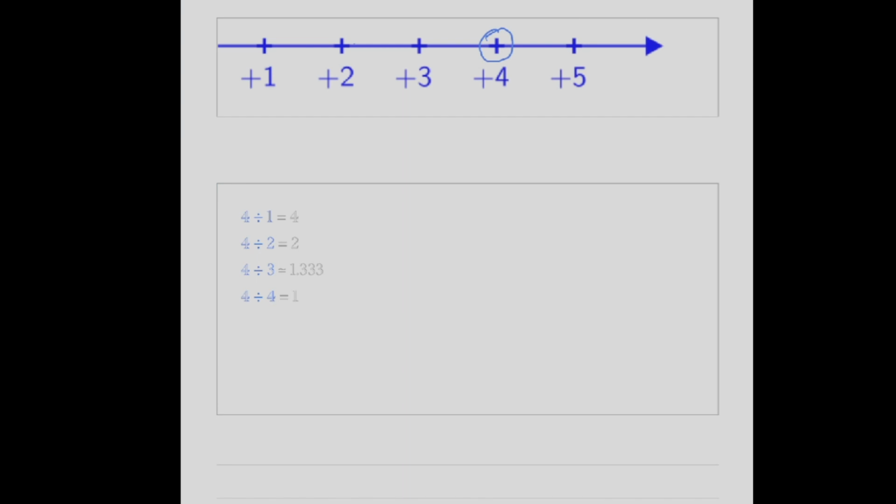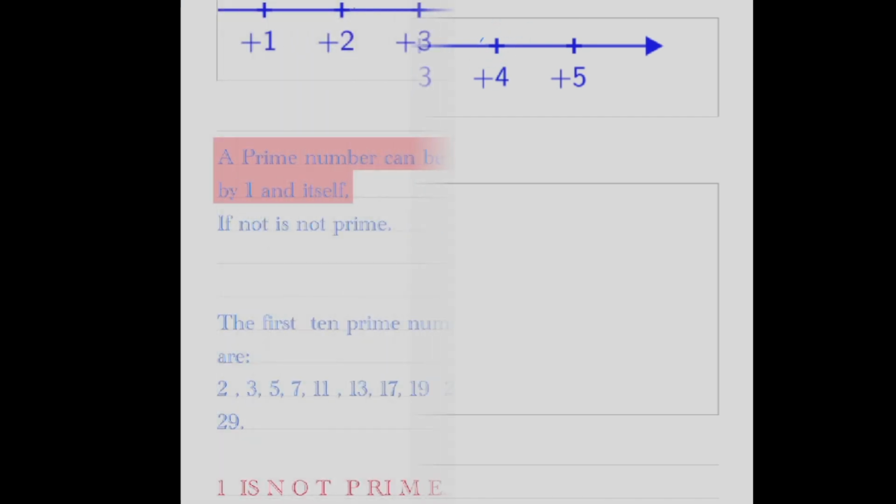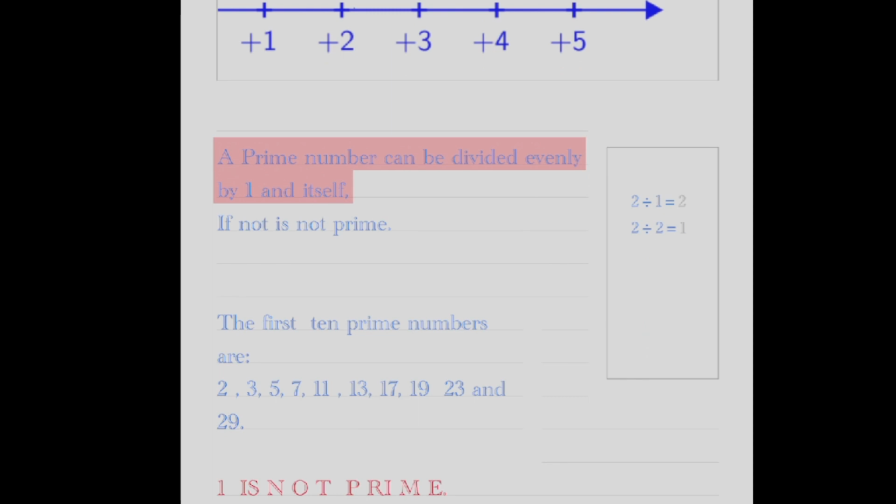That means a prime number can be divided evenly by 1 and itself, or if not, it's not prime. Here you have the first prime numbers, 2, 3, 5, 7, 11, and so on, and 1 is not a prime number because it has only one divisor. You need to have two divisors for a number to be prime.